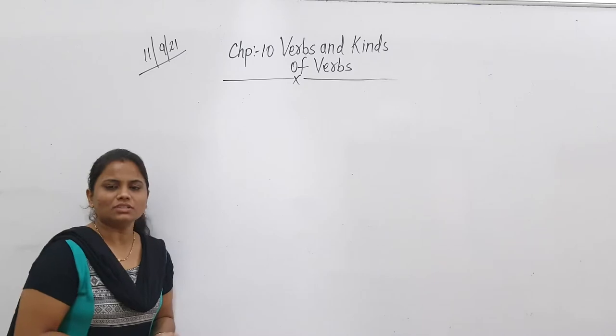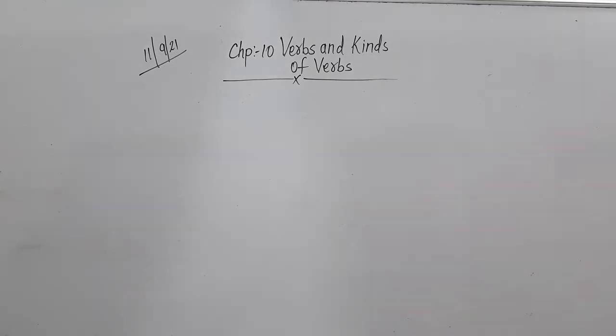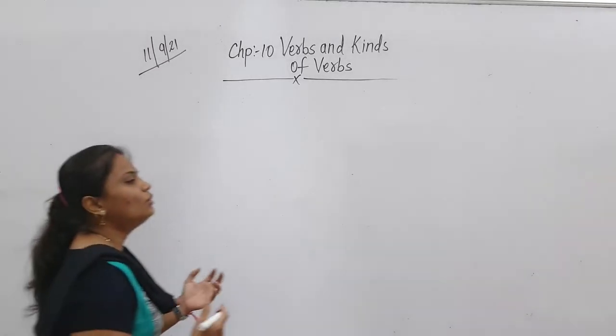Okay. So what is a verb? As you know, a verb is an action word. A verb is an action verb, which is also known as a doing verb. Okay.